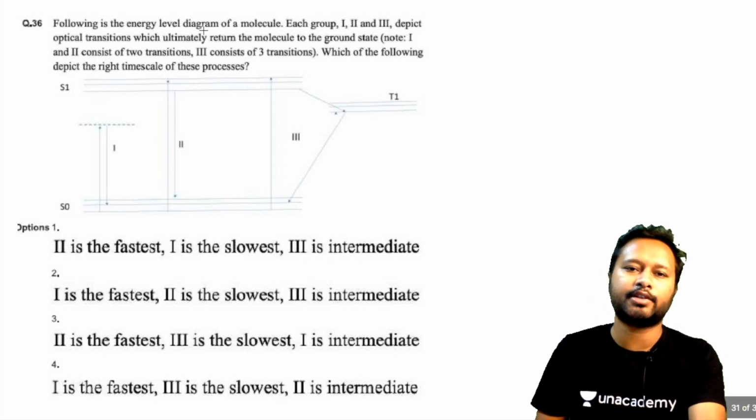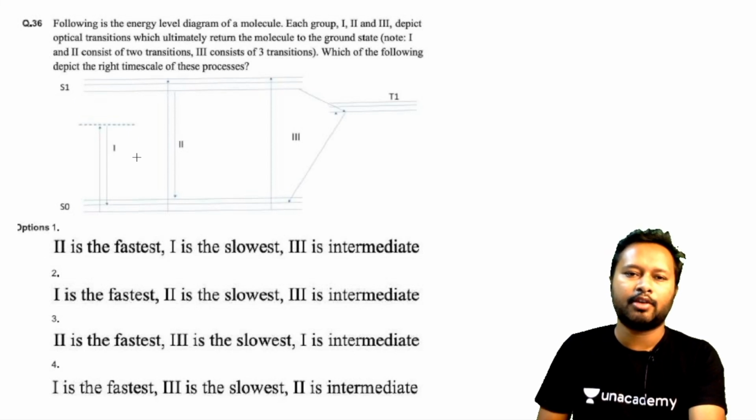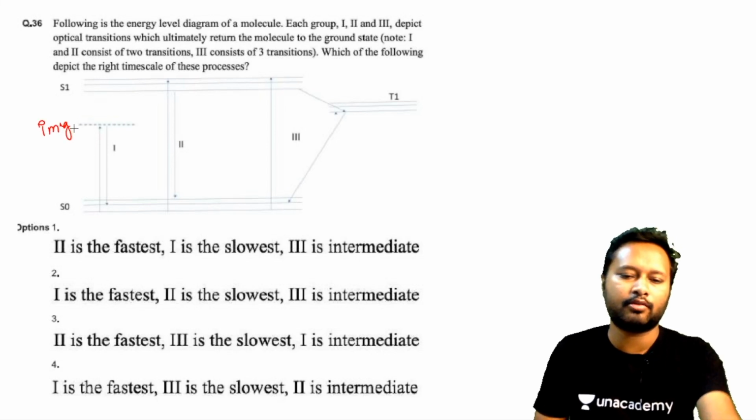It says the following is the energy level diagram of the molecule. Each group 1, 2 and 3 depicts the optical transition which ultimately returns the molecule to the ground state. Now you need to note that first and second consist of 2 transitions, whereas third consists of 3 transitions. Which of the following depicts the right time scale of the processes? Now you need to see that S0 is the ground state, S1 is the first singlet excited state, T1 is the first triplet excited state. Now this dotted one is some imaginary state, or you can say intermediate state.